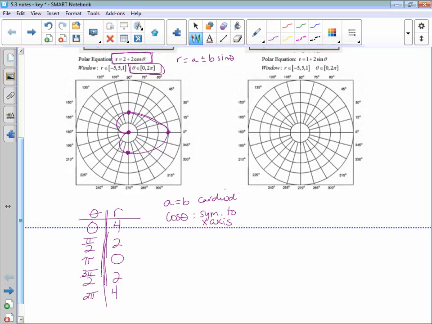Okay. The other piece we have there, since it's a plus in between, you are drawing on the right side of the graph. Does that make sense? Most of it is on the right.